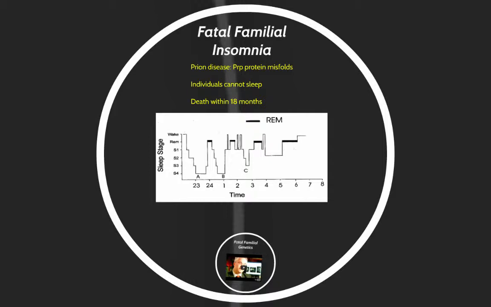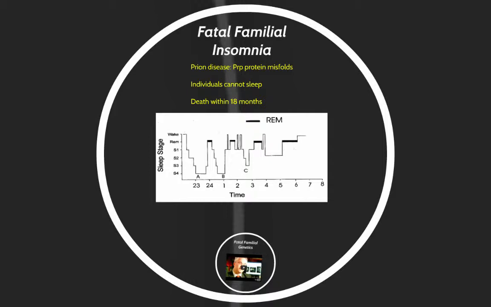One of the key diseases that shows the importance of sleep is fatal familial insomnia, or FFI. Fatal familial insomnia is a prion disease where the PrP protein misfolds. This allows neurons to die, specifically in the thalamus, causing a dysregulation of the mechanisms that generate sleep. Individuals are insomniacs in the truest form.